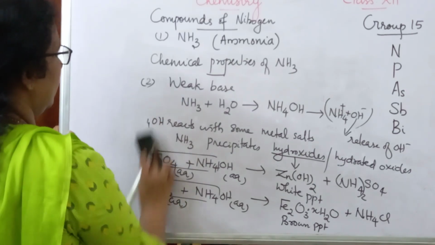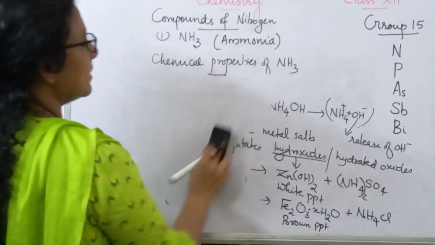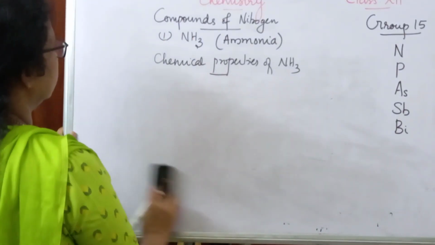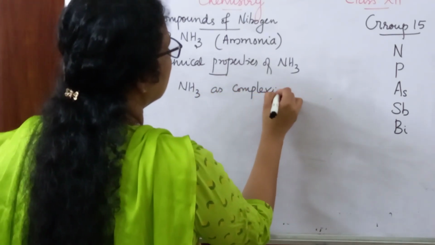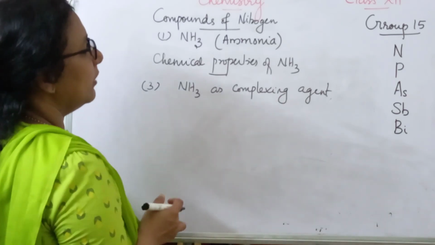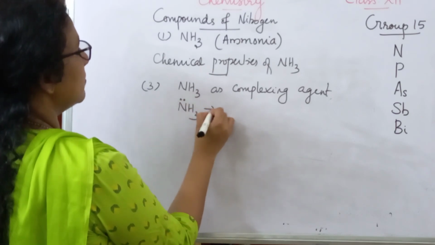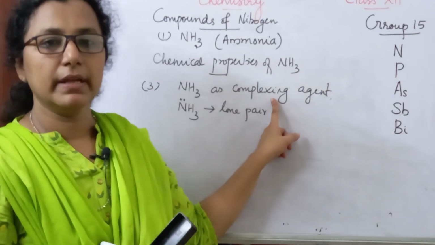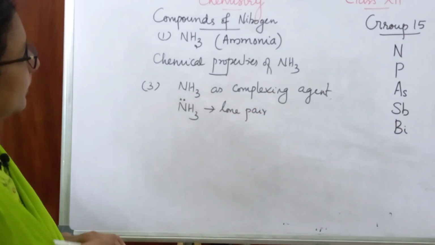Now let us see another reaction, that is, it acts as a complexing agent. This ammonia acts as a complexing agent, so it forms complex ions. Complex compounds or complex ions are formed by ammonia. This is because ammonia has a lone pair of electrons. The lone pair of electrons will help it act as a complexing agent, where this lone pair can be donated to some metal ions to form a complex compound or a complex ion. So let us see some examples.